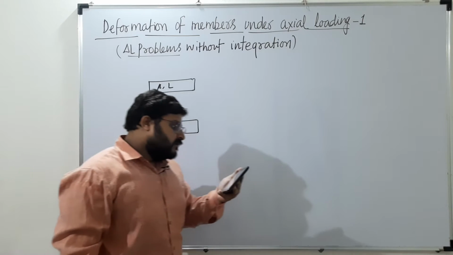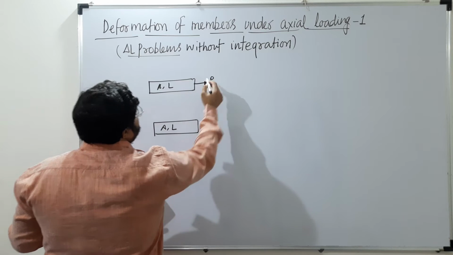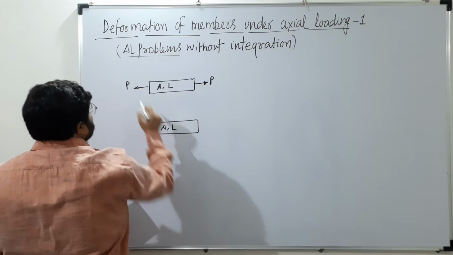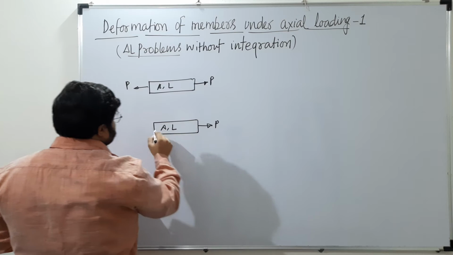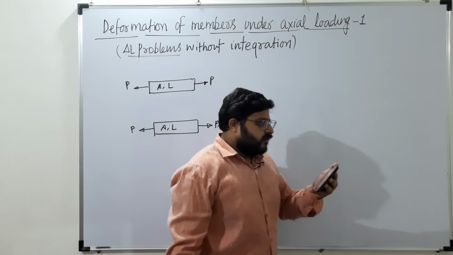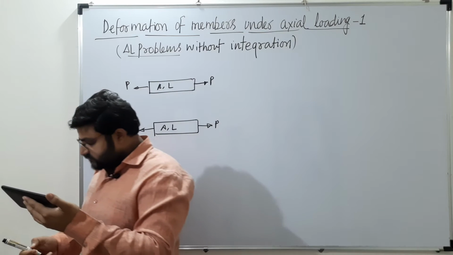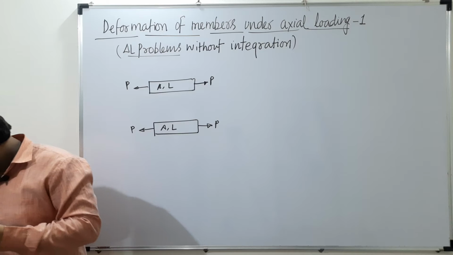Now, same magnitude of axial tensile force. So that means this is subjected to load P, and this is also subjected to load P. Fine. One of the rods is made up of mild steel having the modulus of elasticity 200 GPa.